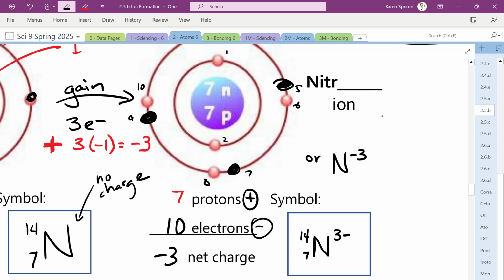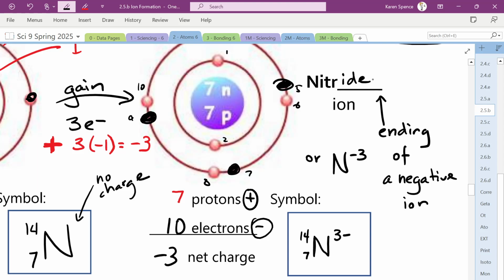What do we do to the ending of a negative ion? It changes to ide. And what is the name of a negative ion? That's called an anion. Okay, so those are our anions.